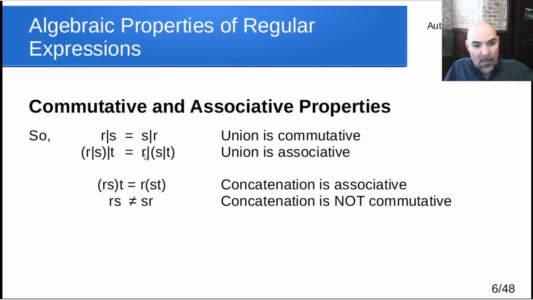Okay, now concatenation is also associative, meaning that if I concatenate R with S to get that language and then concatenate that with T, that's the same as if I regroup these and concatenate R with S concatenated with T. Those will always have the same result. But one thing that's important to note is that concatenation is not commutative, meaning R concatenated with S is not the same as S concatenated with R. While concatenation has an associative property, it does not have a commutative property.